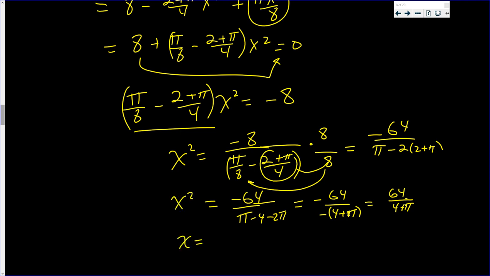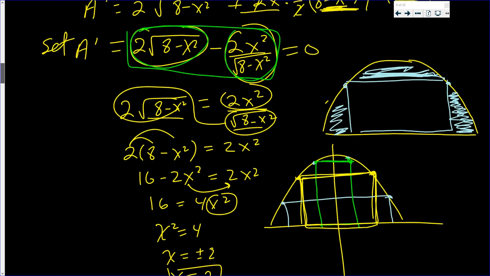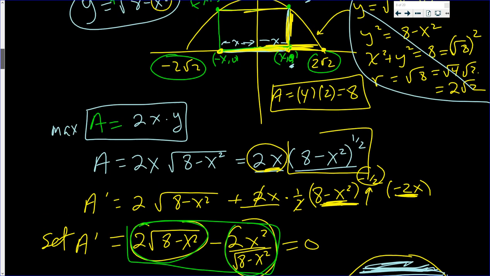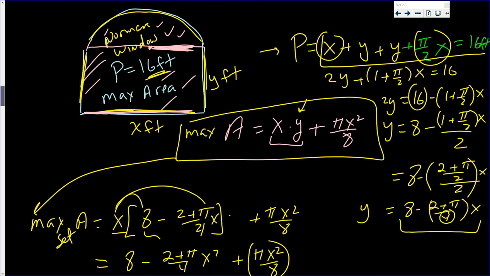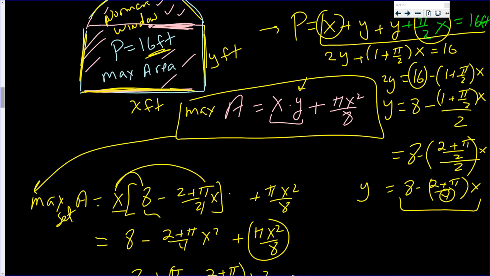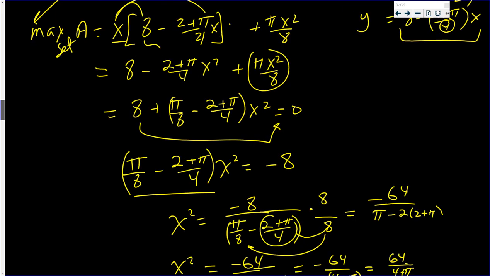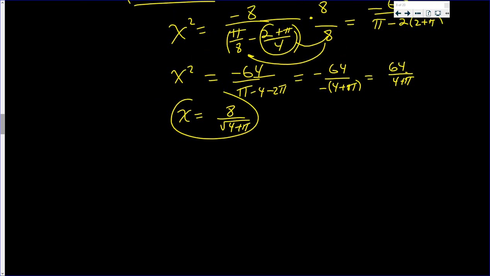So x is going to equal the square root of 64 over the square root of 4 plus pi. Now, what did x represent? X was a length. How can x be negative? That is why I don't have plus minus. Okay, that is what x equals.